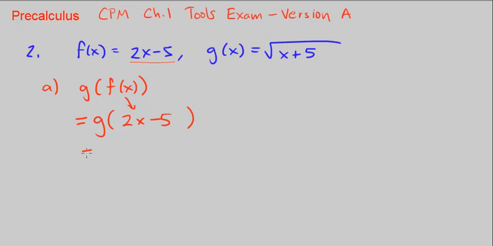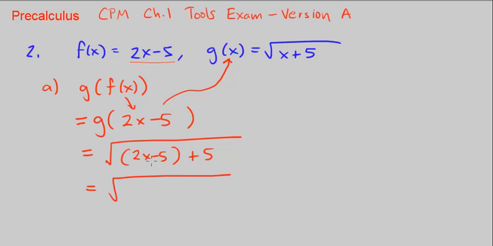Okay? The next part is tricky though. We want to plug this whole thing as the argument into g of x. So now instead of saying square root of x plus 5, instead of x, now we have 2x minus 5. Okay, so this is all we do, and then we simplify. 2x minus 5 plus 5 is 2x plus 0, and that's square root of 2x. Okay, and that's all the composition of g of f of x is.